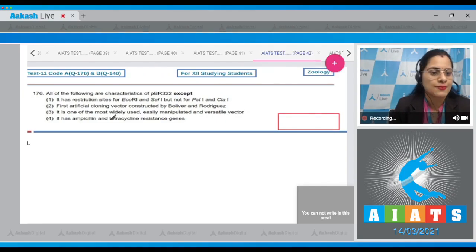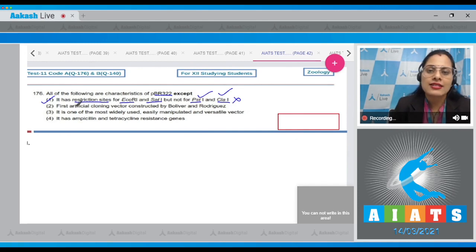Question 176. All of the following are characteristics of PBR322 except. The very first statement says it has restriction sites for EcoRI and SalI, but not for PstI and HaeIII. And this is an incorrect statement, so is the correct answer to our question, because PBR322 contains restriction sites for EcoRI, SalI, PstI and HaeIII as well.